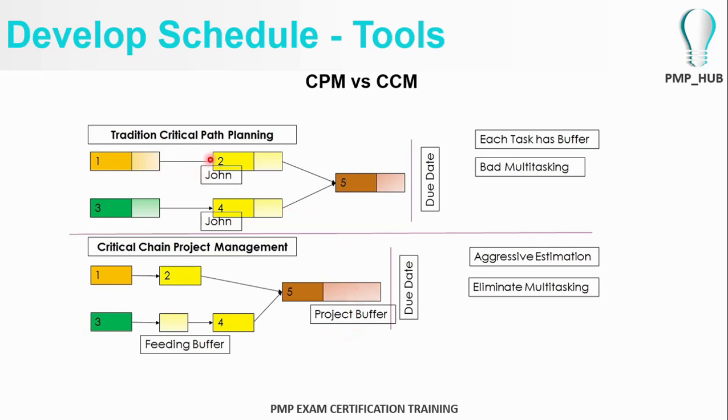Since under the critical path method we include contingency reserves for each and every activity, there is a tendency that the due date, the final end date of the project, is more pushed, whereas in the critical chain method it is a more aggressive estimation, and since we use minimal buffers as a feeding buffer and project buffer, the due dates tend to come forward when you compare both methods of scheduling.